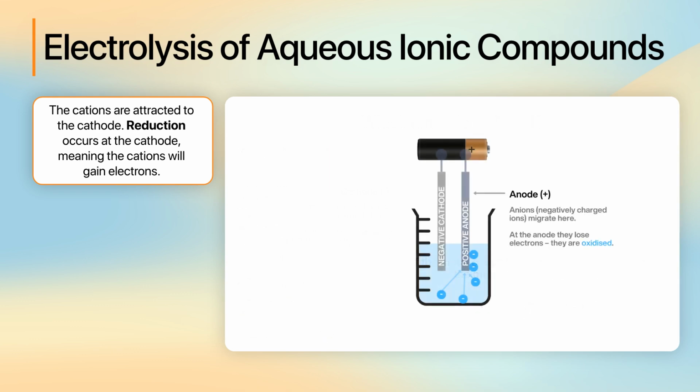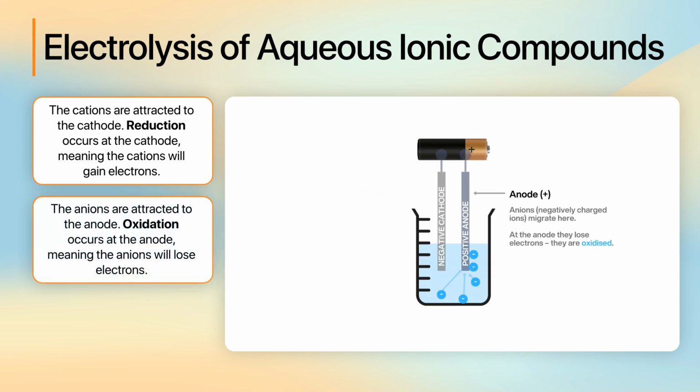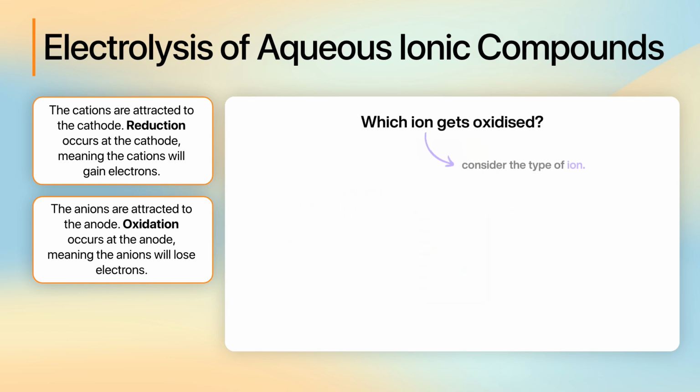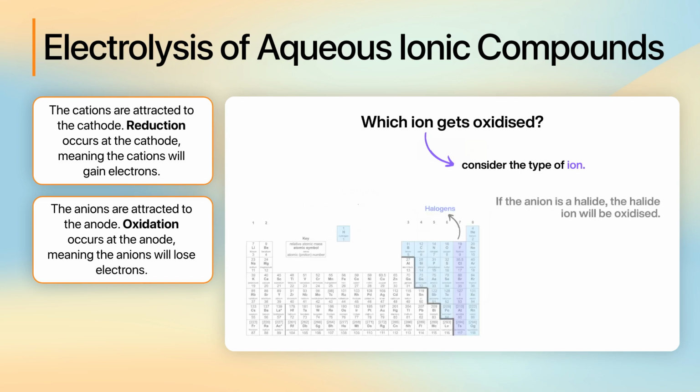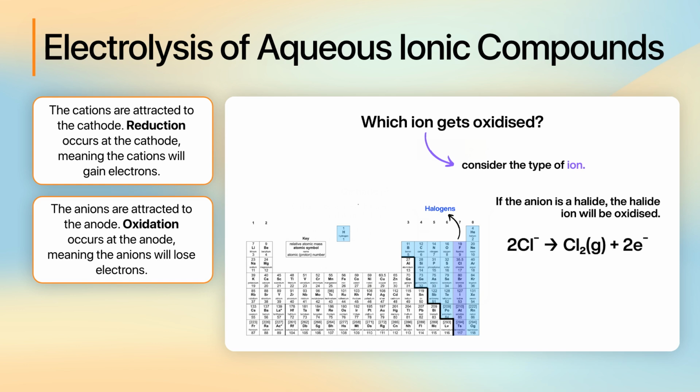Now looking at the anode, which is the positive electrode, the negative ions are attracted to the anode. Oxidation occurs at the anode, meaning the anions will lose electrons. To predict which ion gets oxidized, we consider the type of anion. If the anion is a halide, like chloride, bromide or iodide, the halide ion will be oxidized to form its respective halogen gas. For example, chloride ions will form chlorine gas.